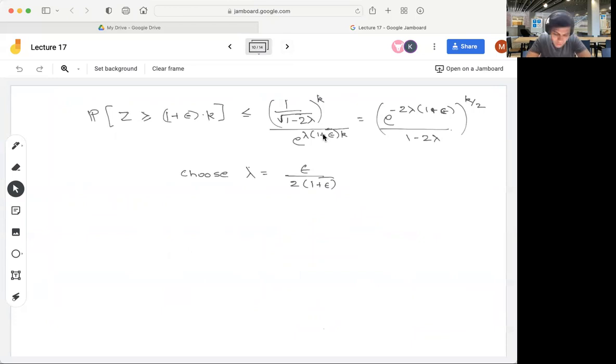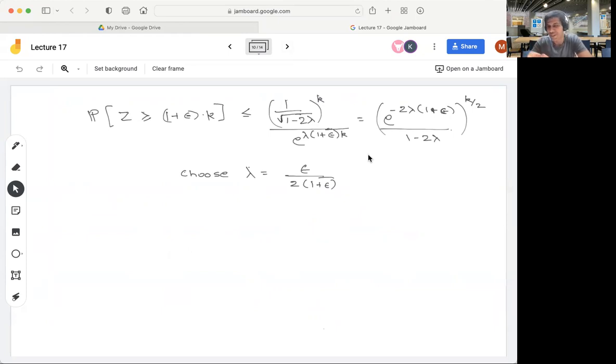So just to recap, we calculated the probability using Markov's inequality, and just simplifying it a little bit, or moving things around and taking the square root outside. So we get a ratio of some quantity which depends on epsilon and lambda, the whole thing raised to the k over 2. We'll choose k later, and our goal is to try and simplify the stuff inside the bracket. A choice of lambda that turns out to be convenient for the bounds I want is epsilon over 2 times 1 plus epsilon.